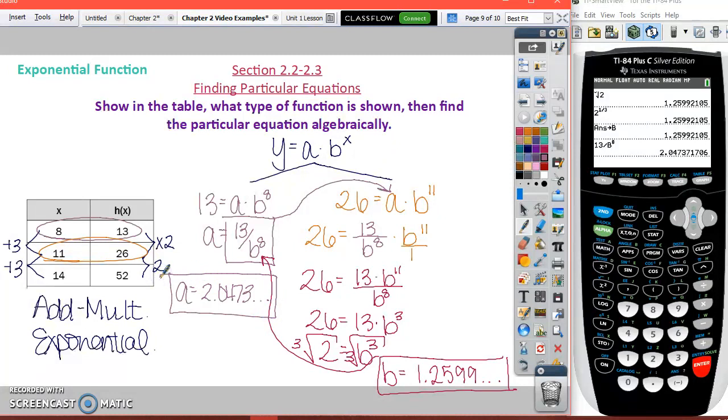Now we can write our particular equation. We're just going to end up having to round. I'm going to go ahead and round to 3 decimal places. So our a value will have y equals 2.047 times our base, which is 1.260, to the x power. And now we're done.